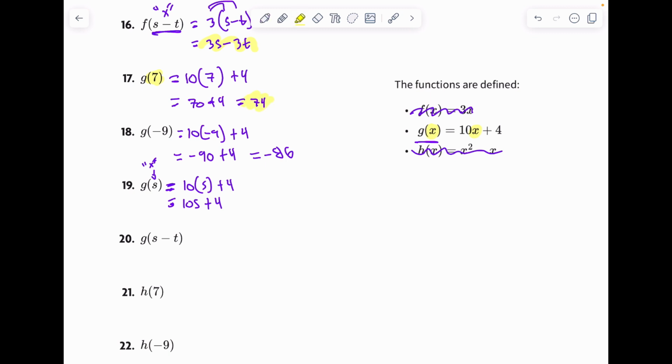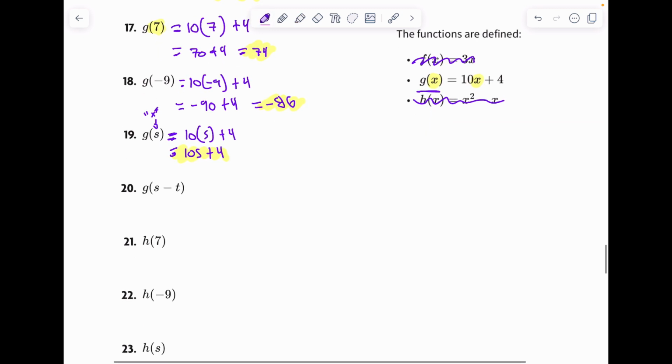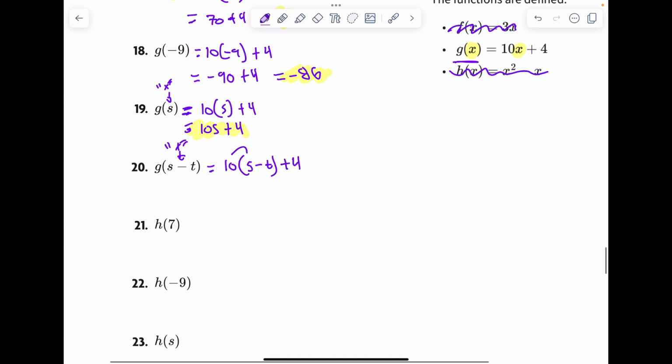So we have 74 here, we have negative 86, we have 10s plus 4. Now, this entire thing is still my x value. So wherever I see x, I replace it with my s minus t. So I get 10 times s minus t plus 4. I think it's important to further simplify this just to see it nicer. So this is 10s minus 10t plus 4.